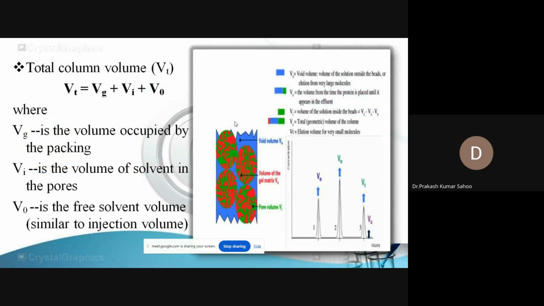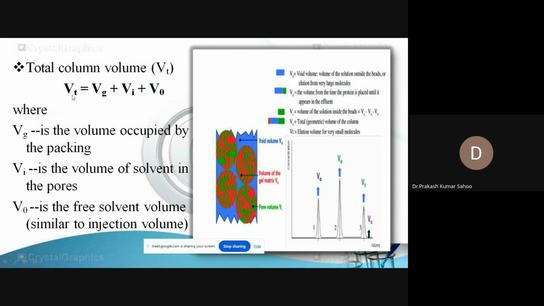Then the total column volume Vt is equal to Vg plus Vi plus Vo, where Vg is the volume occupied by the packing, Vi is the volume of the solvent in the pore, and Vo is the free solvent volume that is similar to the injection volume. So these are the definitions or meanings of each term present in this equation.